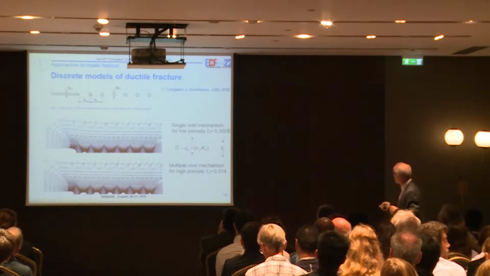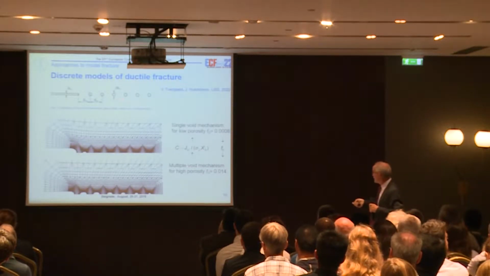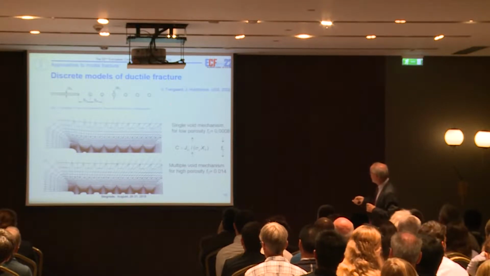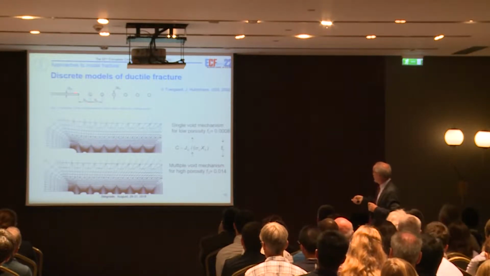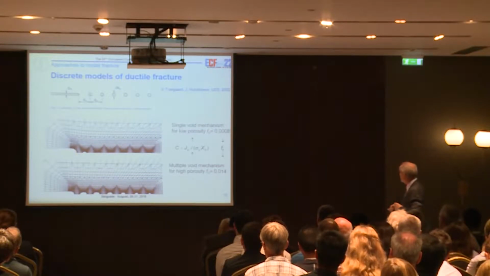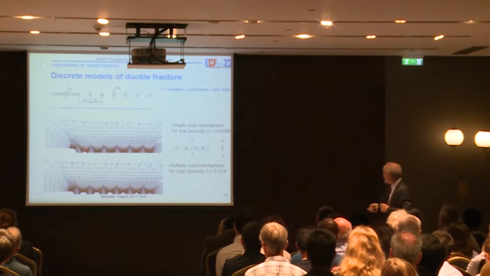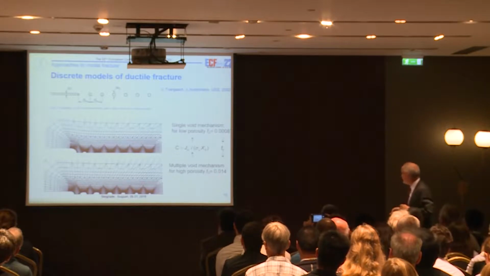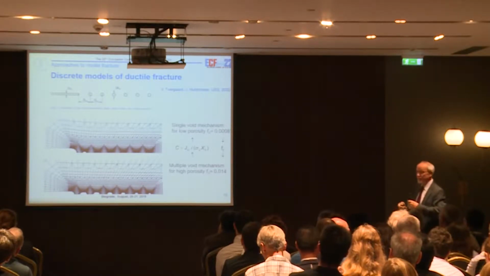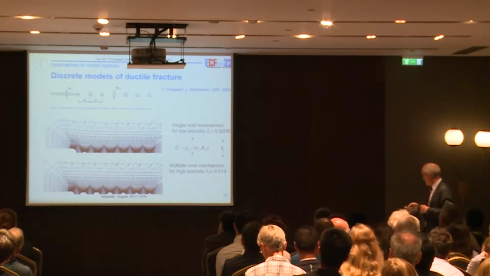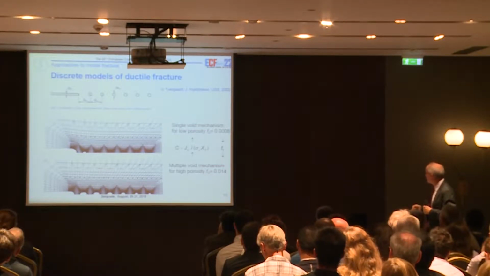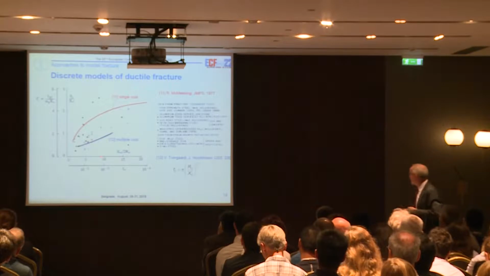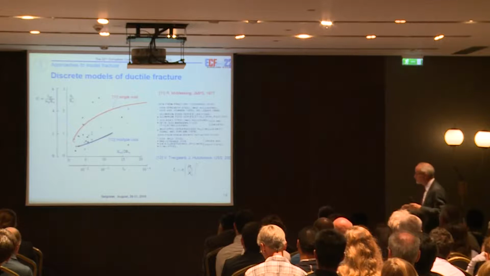Later on, Aoki and Hutchinson had an idea and put a row of voids, cylindrical voids, in front of the crack and found that for small porosity there is a mechanism where only one void per ligament grows and the ligaments are left intact. Whereas for high porosity, a whole set of voids is growing simultaneously, and we call it the multiple void mechanism. These results are in the blue line. So they reduce toughness considerably.